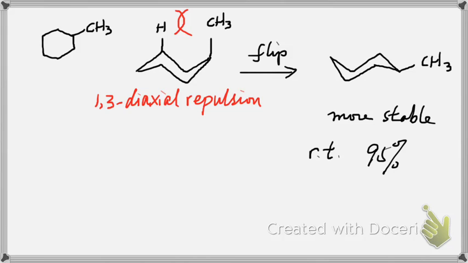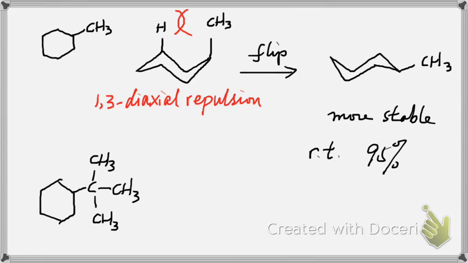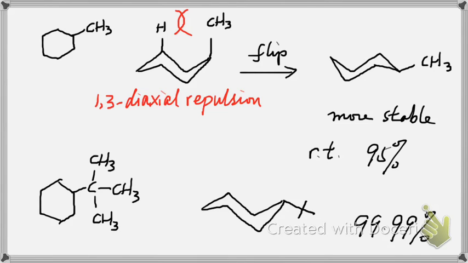And because of this repulsion, the bigger group doesn't want to be on the axial position. That's why this methyl, which is much bigger than the hydrogen, prefers the equatorial position. If we have an even bigger substituent, like in this molecule, a tert-butyl group attached to the cyclohexane ring, the tert-butyl, the bulky group, tends to stay on the equatorial position. It was found that 99.99% of the molecules in tert-butylcyclohexane stay with the group on the equatorial position. So equatorial means more stable.